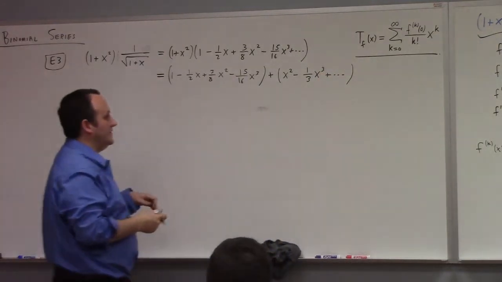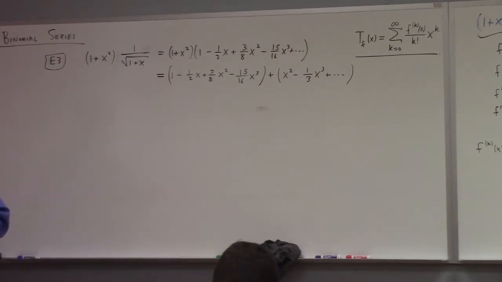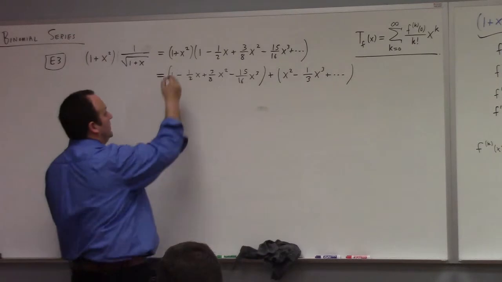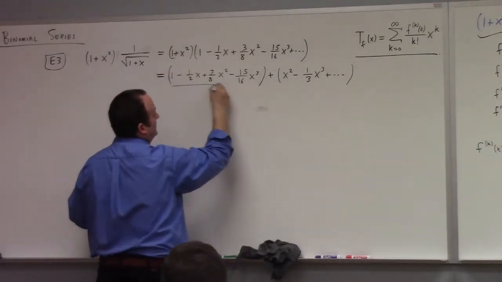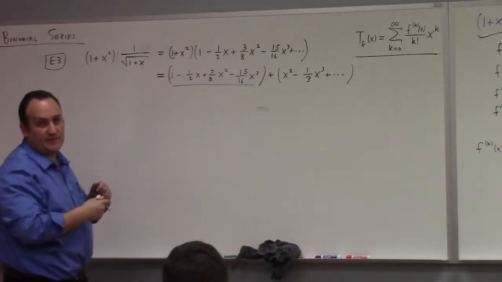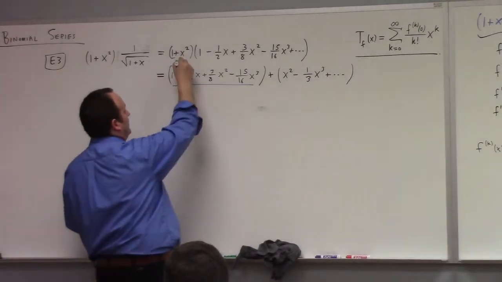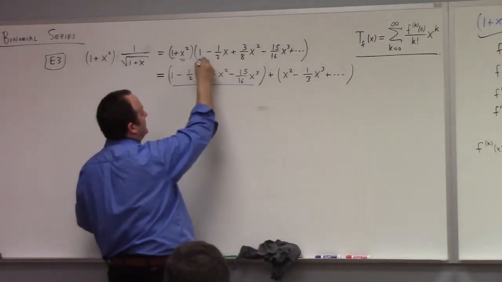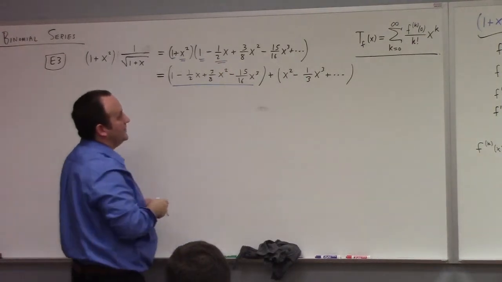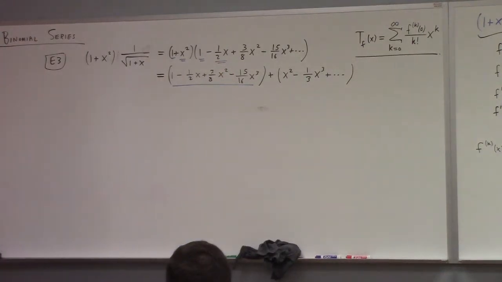Do I need to write anything down past that? I don't think I do. Why? When I'm distributing x squared, why would I only bother to take x squared? I did 1 times all of that to give me that, right, up to order 3. I did x squared only times this one and that one. Why didn't I bother with the 3/8 x to the 4th that I get in the multiplication here? Why not include it in what I wrote down?